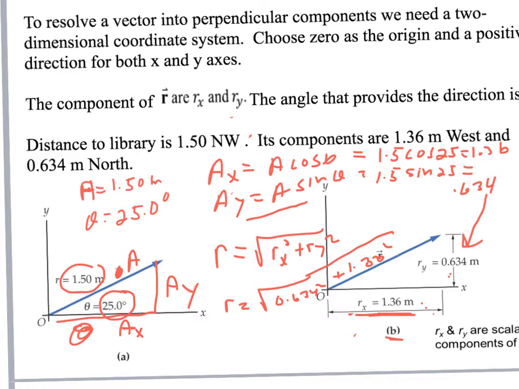So we'll put that as 0.402, and then we'll square our 1.36. It gives us 1.8496, and we'll add that to our 0.402, and then take the square root. And when we take the square root, we get 1.5005, a whole long line.